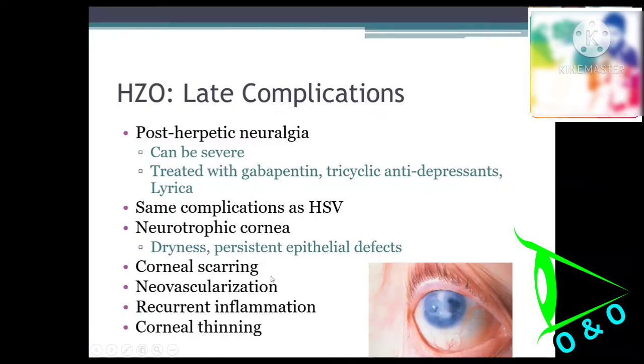As far as eye complications, long-term complications, it's the same as HSV. So this is the same list that I had before: neurotrophic cornea, scarring, neovascularization, recurrent inflammation, corneal thinning. So it can be pretty devastating. This is an example of someone with scarring, neovascularization, corneal thinning in spots. This looks like maybe a descemetocele, so it can cause very severe complications.